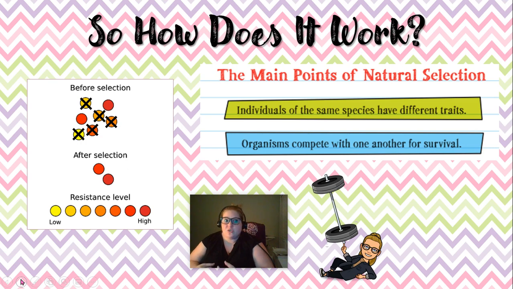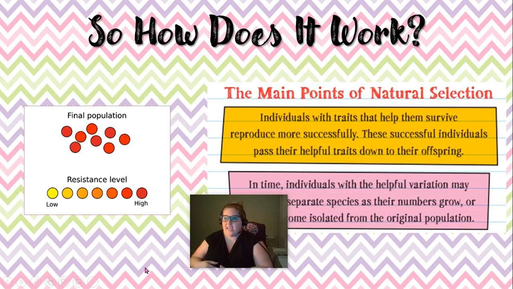So the initial population of bacteria has decreased. This is because the weaker ones have died, the stronger ones have survived. That small population of strong bacteria that can withstand the antibiotics are going to continue to thrive. They're going to continue to reproduce, and you're going to end up with a final population that is more resistant.